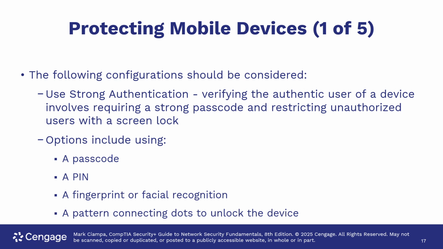You also have the ability to protect your mobile devices, and the following configurations should be considered because they provide extra protection. The first is to use strong authentication. Verifying the authentic user of a device involves requiring a strong passcode and restricting unauthorized users with a screen lock. Oftentimes you'll see a mobile device locked, requiring a PIN or other kind of passcode to unlock it, or fingerprint or facial recognition, or a pattern connecting dots to unlock the device.